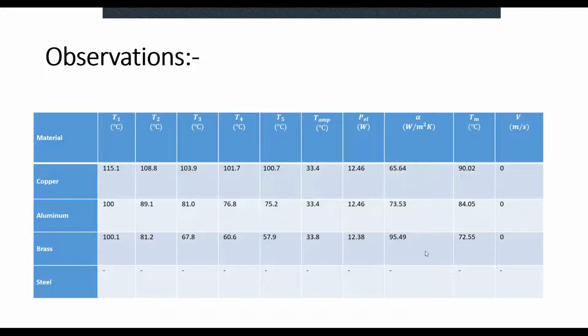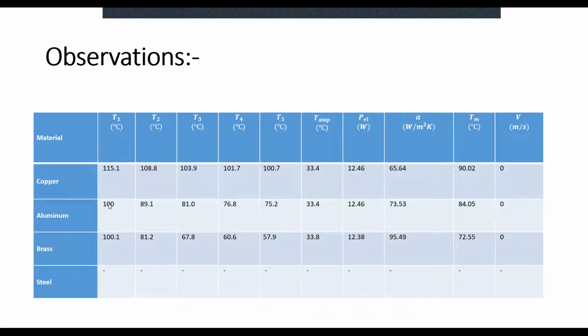And this is the thermal resistance, not thermal conductivity. Thermal resistance is opposite to thermal conductivity. We call it alpha. You notice that we got 65.64 for the copper, and for aluminium we have 337.53. That means the thermal resistance is a little high.